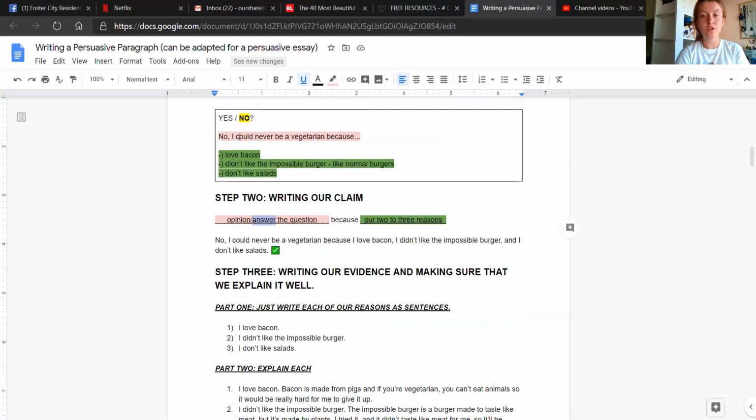So the student's answer: no, I can never be vegetarian. Now, you can always rephrase your claim, but this is such a good outline to fall back on. This will always work, I guarantee it. I know it seems pretty cut and dry, but if you're desperate, this can always get you a good score. Then we have our 2 to 3 reasons.